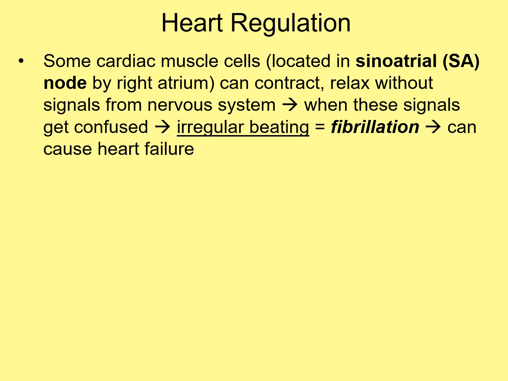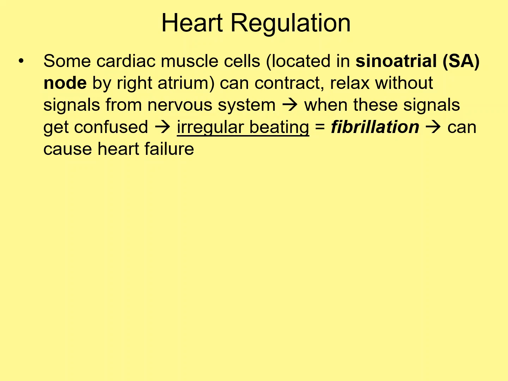So we have some cardiac muscle cells that are located in the right atrium in an area that's referred to as the sinoatrial node, or SA node. And these cells can contract and relax without signals from the nervous system. They're essentially setting up their own set of electrical signals, which they then pass to the rest of the heart muscle.